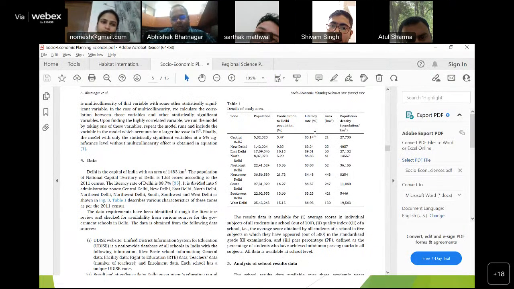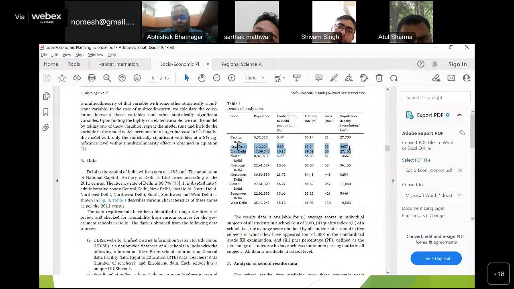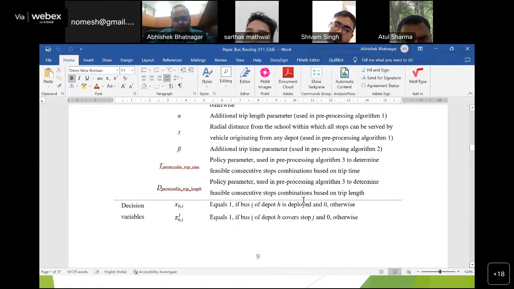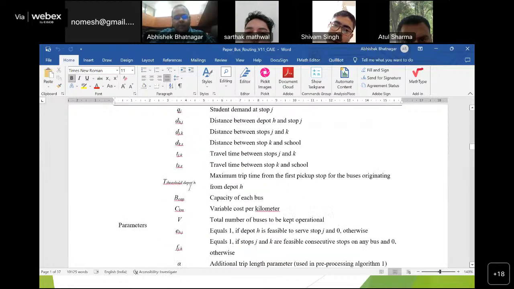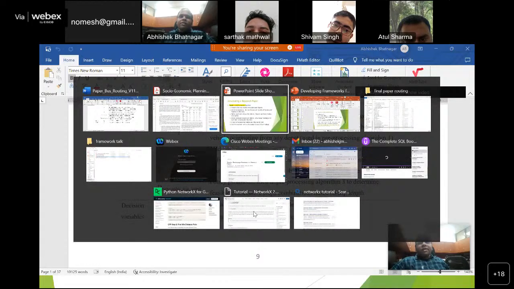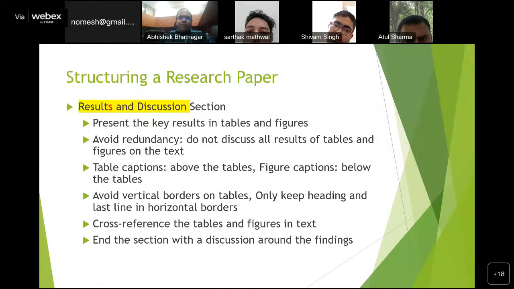See this. So the heading has a border at the top and the bottom, while the last line has the border at the bottom. So avoid vertical lines and avoid lines after every row, unless there is something which is not quite interlinked. For example, in this case, I had this line somewhere in the middle because decision variables and parameters are different. But if it is not needed, just avoid that. And cross-reference the tables and figures in the text.